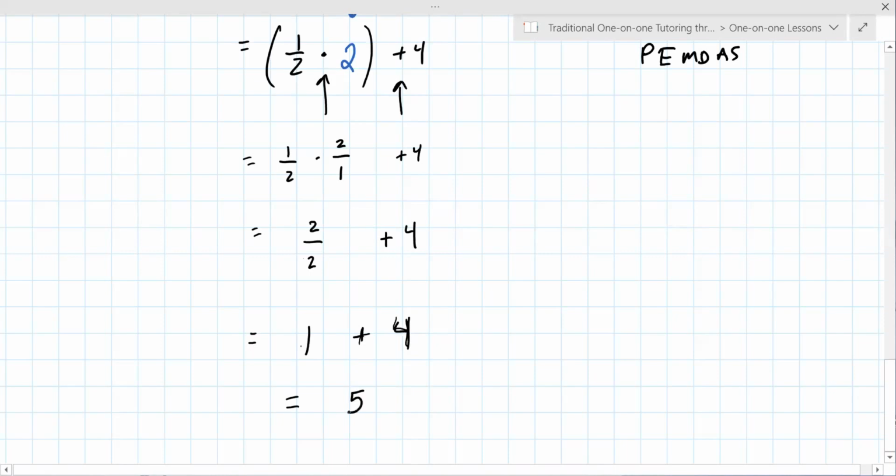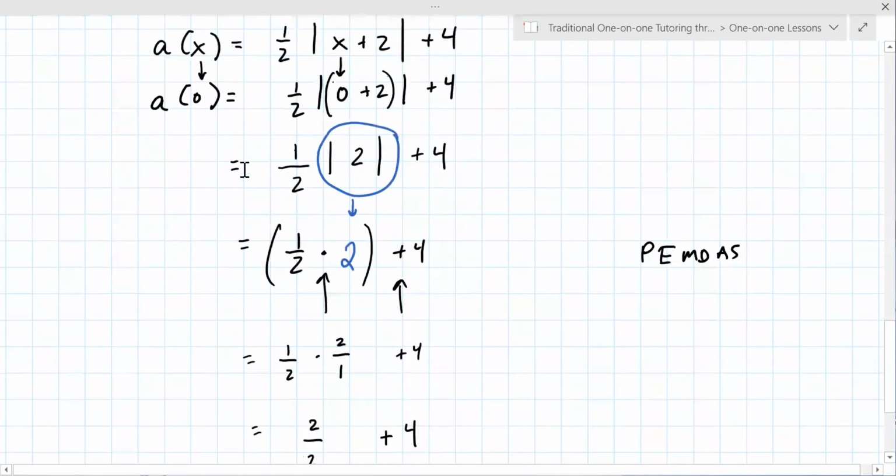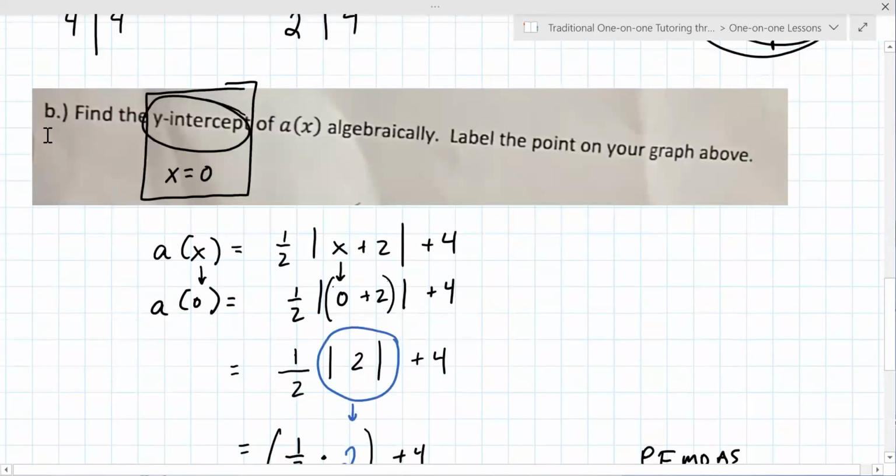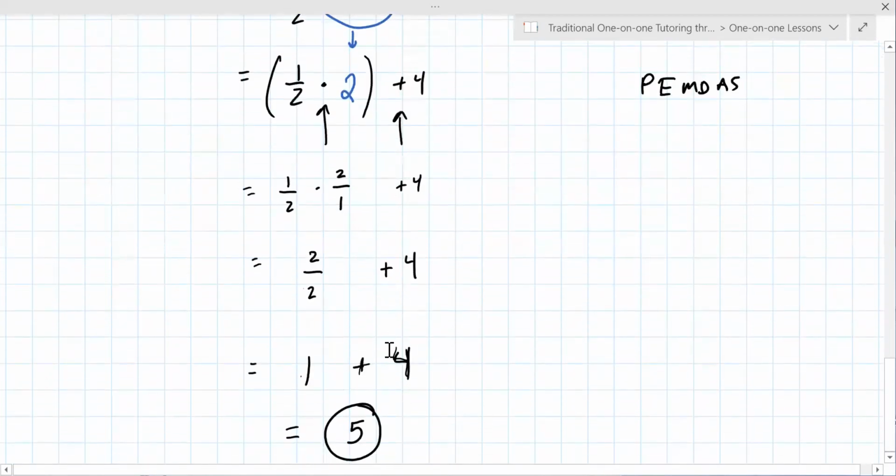Very good. So it took us a while to get through this, and we may not actually remember what the original question was asking. So let's hold on to that number and go back up to the original question. It says, find the y-intercept of A of x. The y-intercept is when x equals 0. What is the y value that we just found? 5.